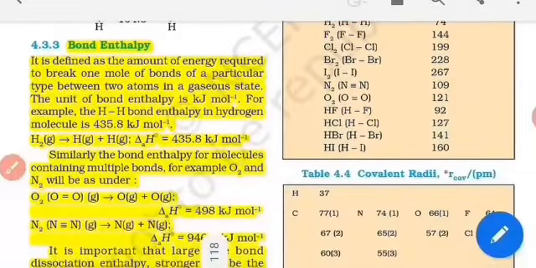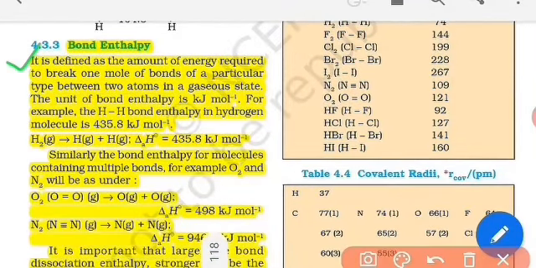Next is bond enthalpy. It is defined as the amount of energy required to break 1 mole of bonds of a particular type between two atoms in a gaseous state. The unit of bond enthalpy is kilojoule per mole. For example, the H-H bond enthalpy in hydrogen molecule is 435.8 kilojoule per mole, and it can be depicted by this equation.